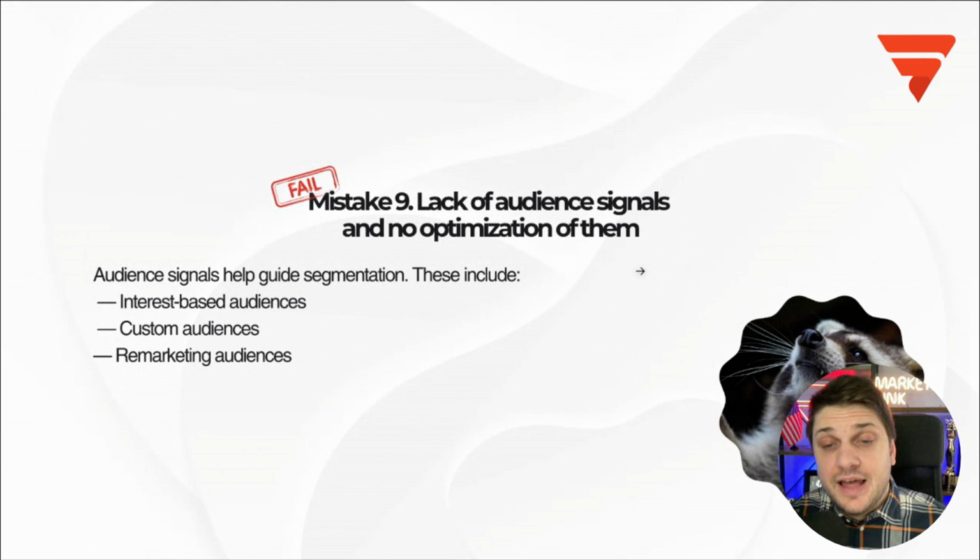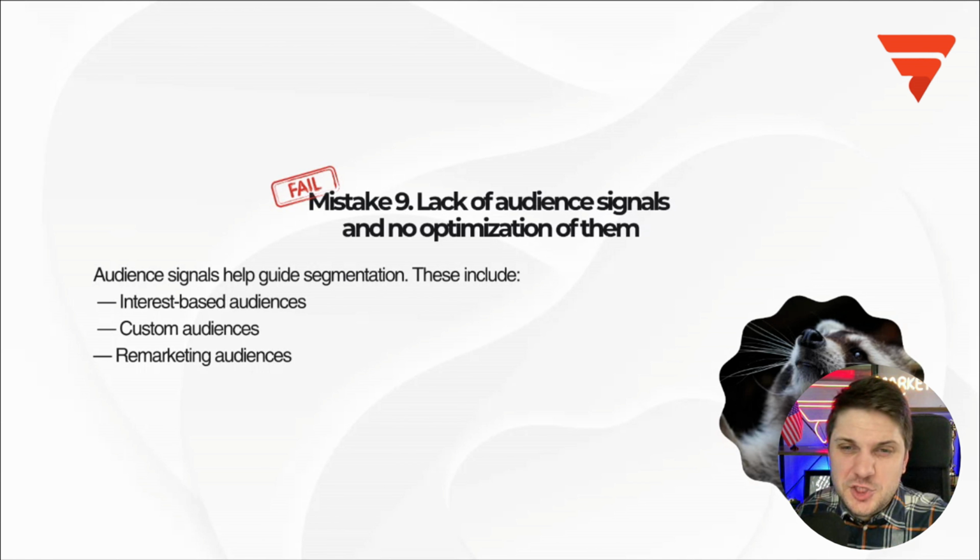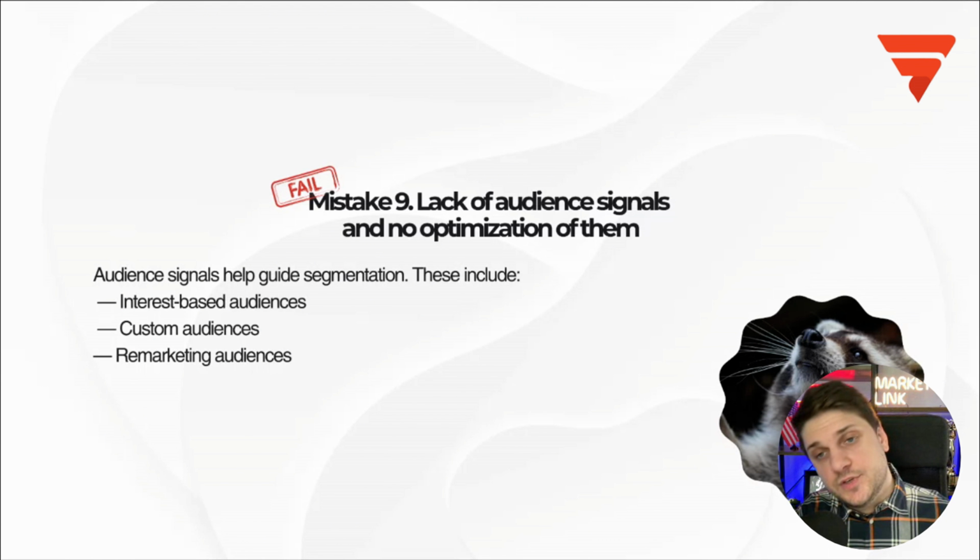Returning to the ninth mistake. The ninth mistake is lack of audience signals and in general no optimization of them. So PMax changed a little: audiences, after the start, became signals, currently signals of audience. So currently we are able, firstly, to choose interests. Also we can use custom audience.